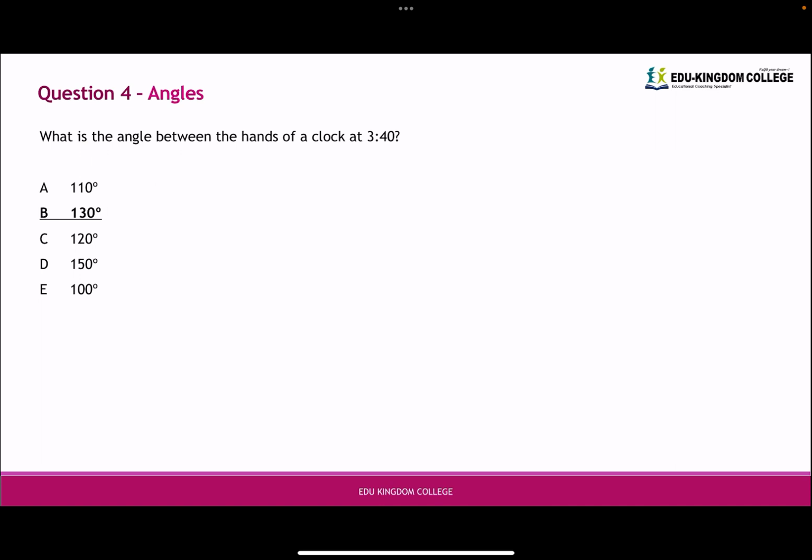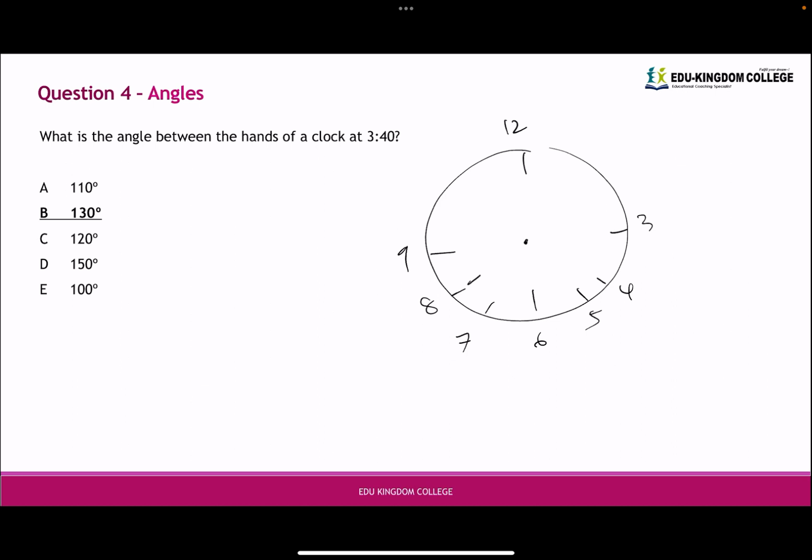So in this question, it was important to realize that it's not just the minute hand that moves. It's also the hour hand that moves with it. So 3, 4, 5, 6, 9, 8, 7. So that's all we really need. So our minute or long hand is at 40, or the 8. And the hour hand is 2/3 of the way from 3 to 4. If you remember what we said, a 5-minute interval is 30 degrees, which means that 2/3 is 20 degrees. Okay, so 20 degrees.